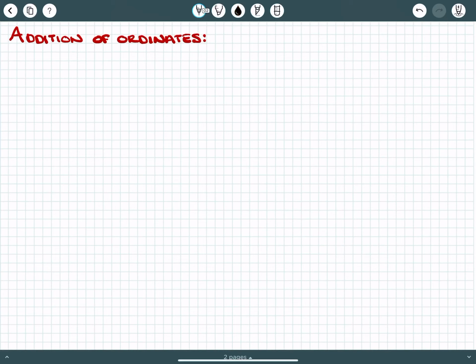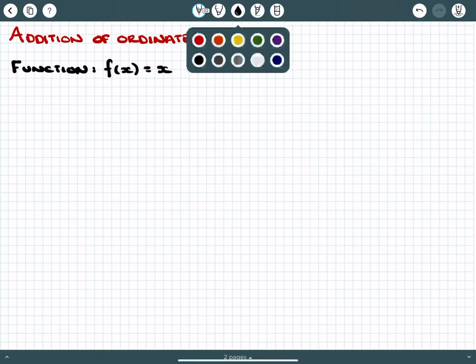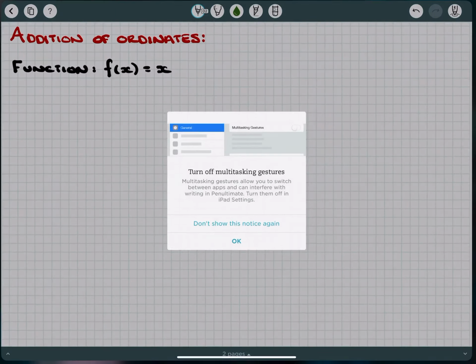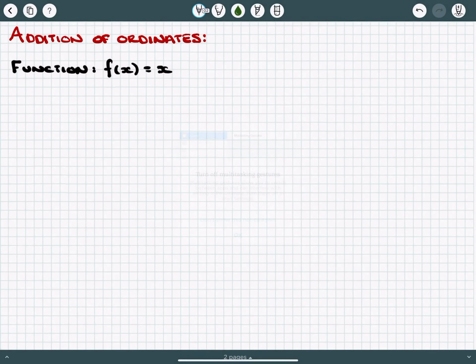Okay, so we're going to start with our first function, and we're going to say that this function is given as f(x) equals x. Another way to write this would be just y equals x. Then we're going to have a look at a second function, so our second function, and we'll call this function g(x), and we'll say that that's the square root of x.